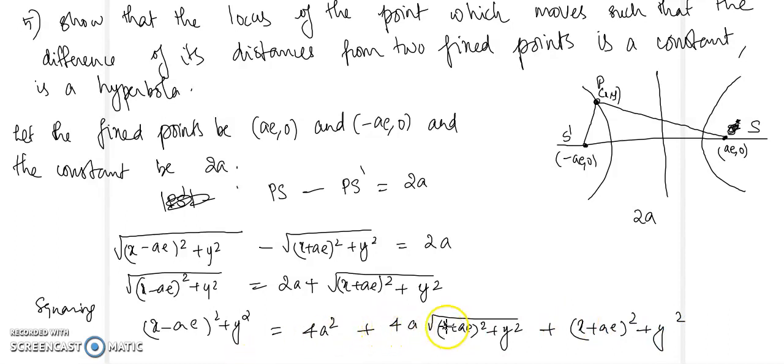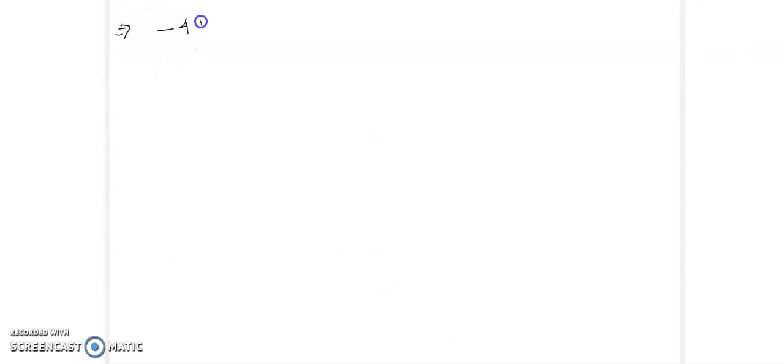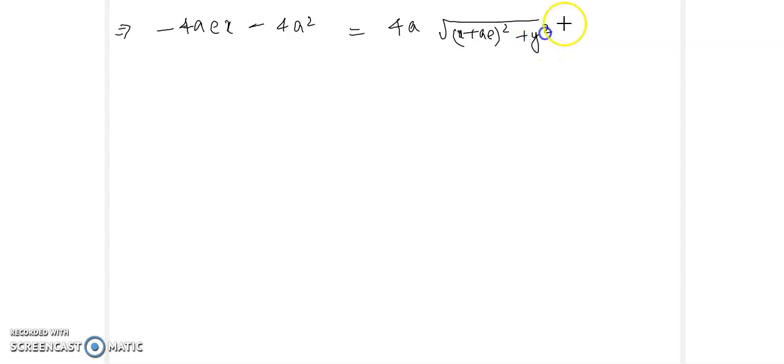And now take the square root term alone, and bring everything else to the left side. Okay, so here you have (a minus b). Then y square will cancel on both sides. Then (a minus b) whole square minus (a plus b) whole square will be equal to minus 4aex. So on the left side you will get minus 4aex, then minus 4a square also will come to the left side. So on the right side you will have 4a root of (x plus ae) whole square plus y square.